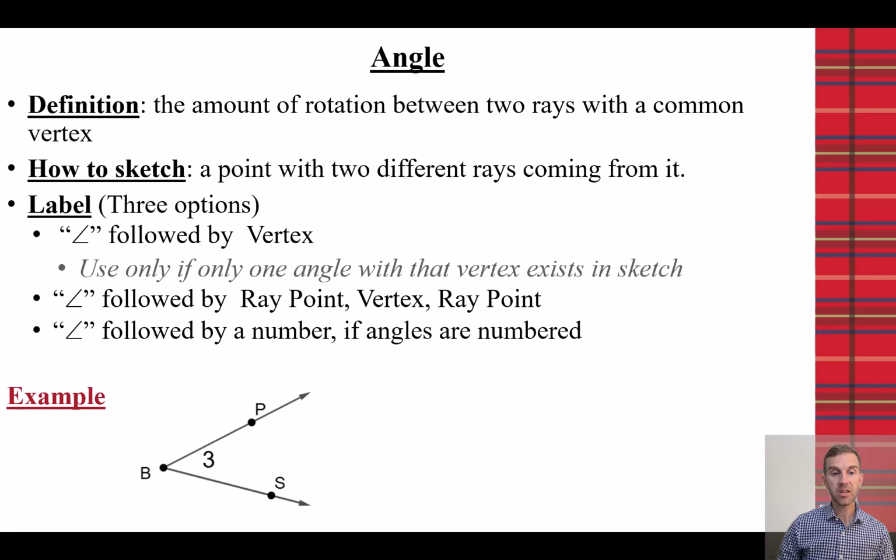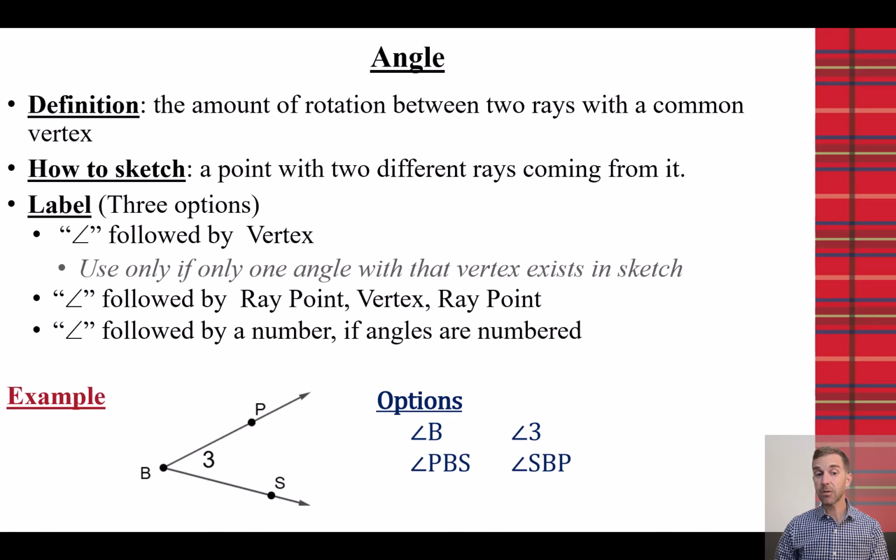So in this case, if we look at this example, there's only one angle, so we could say angle B, we could say angle 3, or we could say angle PBS or SBP. And remember that if we use three letters, the vertex is always the middle letter. That's important because that tells us that's the angle.